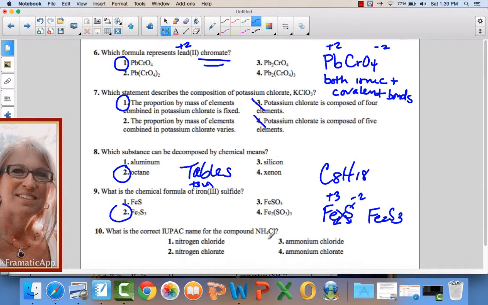What is the name for the compound NH4Cl? So this has a polyatomic in it. So notice here, this contained a polyatomic in number 7. We named the element and named the polyatomic. There was no changing anything. Here, we're going to name the polyatomic and then take the ending and change it to "ide." So this is ammonium from Table E, and Cl is chloride.